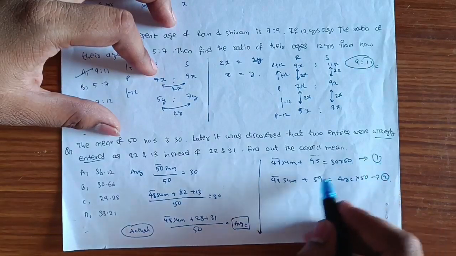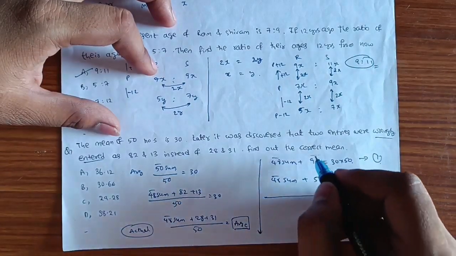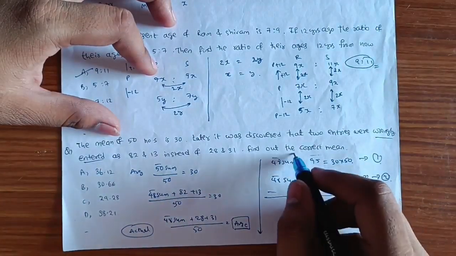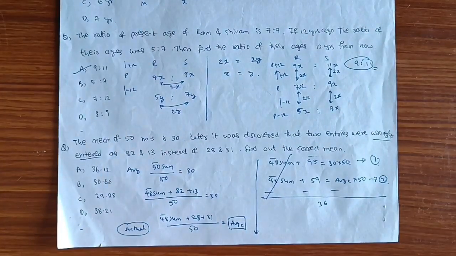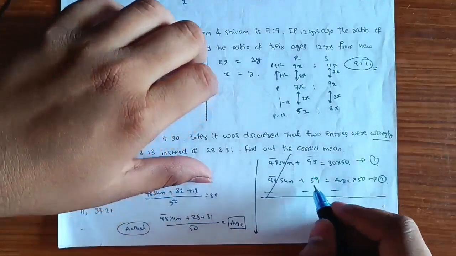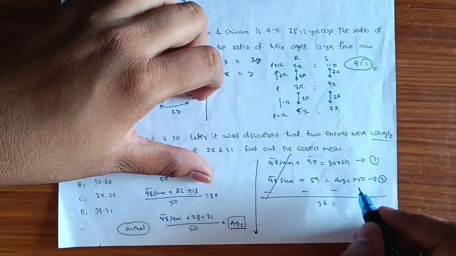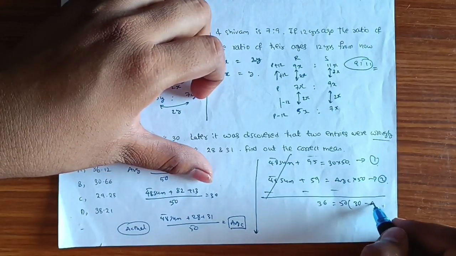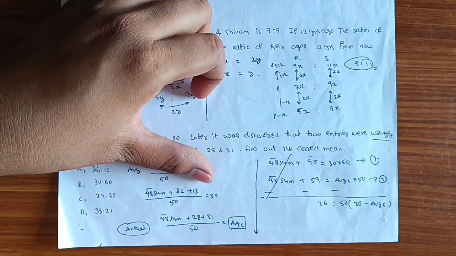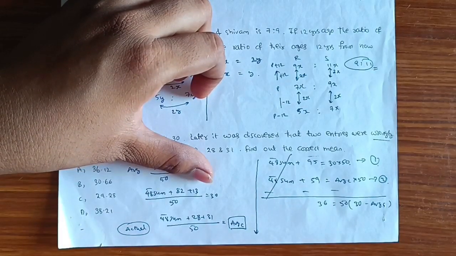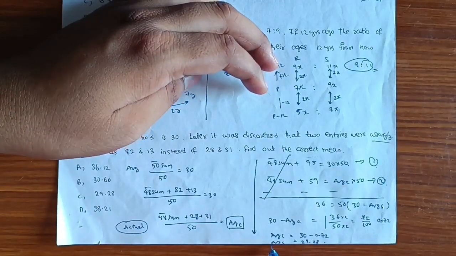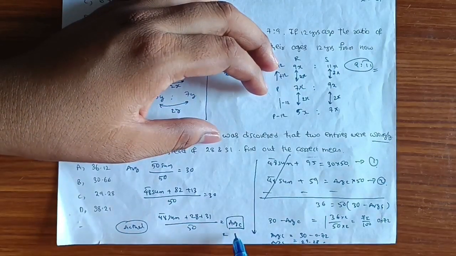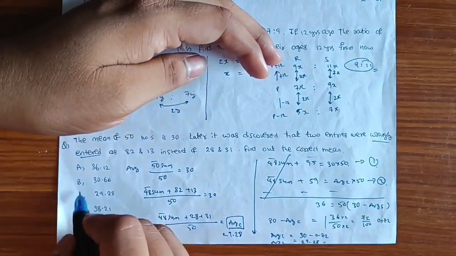Now subtract equation 2 from equation 1, then we are going to get 36. Here, the 48 sum will get cancelled in the two equations, and we are left with 95 minus 59, which is 36. Again here we have 50, take 50 as common, 30 minus average C. Now if we simplify this, we are going to get the average C value. After simplification, the average C is equal to 29.28, which is in option C.